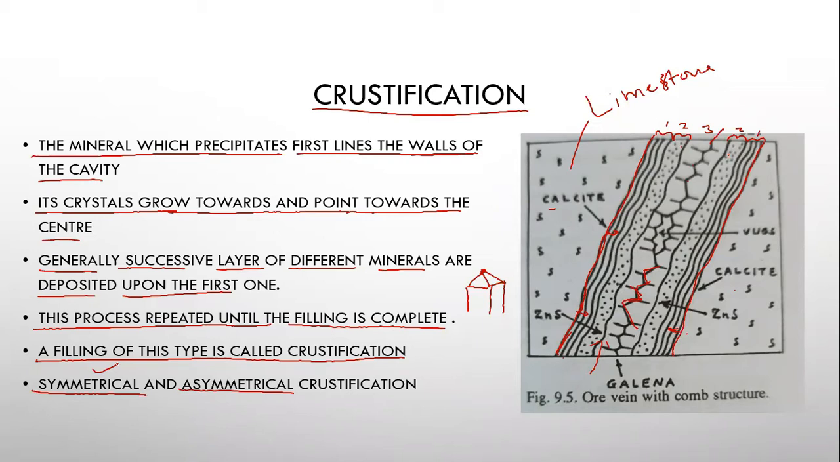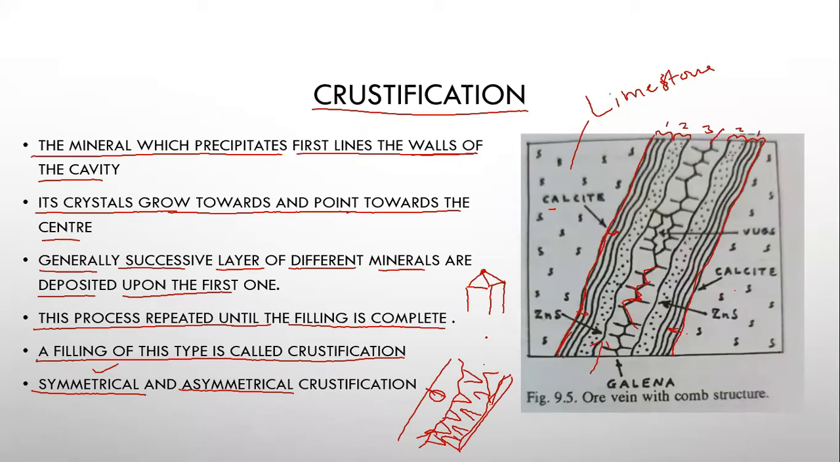And suppose this is a vein, and the solution has entered into the crack and crystallization has occurred, but only one layer is very small, and on the second layer there are combs, or crystals like this. You can see there is an uneven arrangement of layers. Here there is a big layer and here a small layer. This uneven formation of layers is nothing but asymmetrical crystallization.